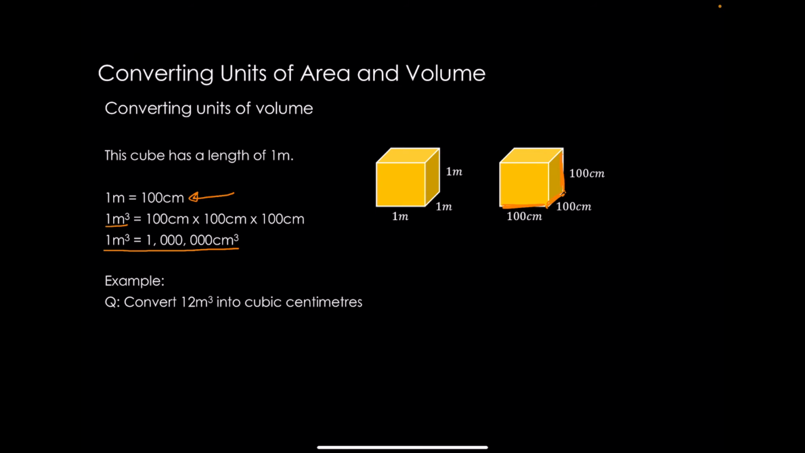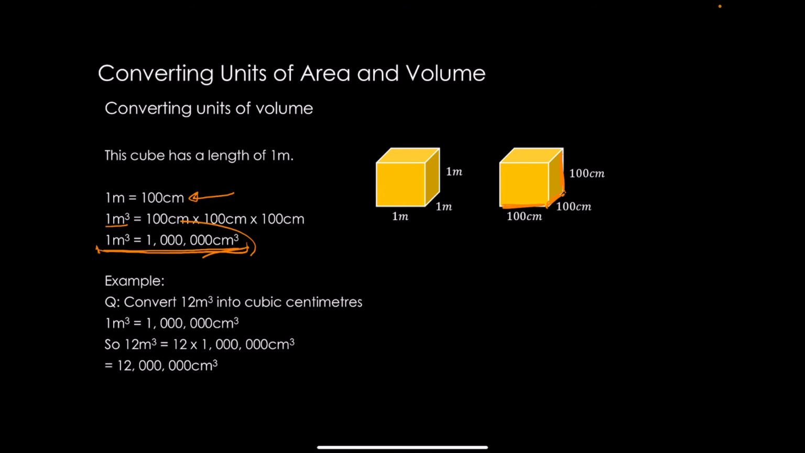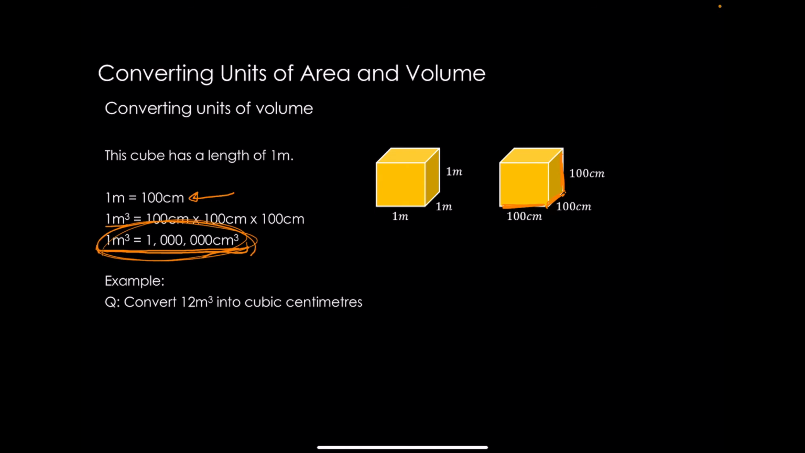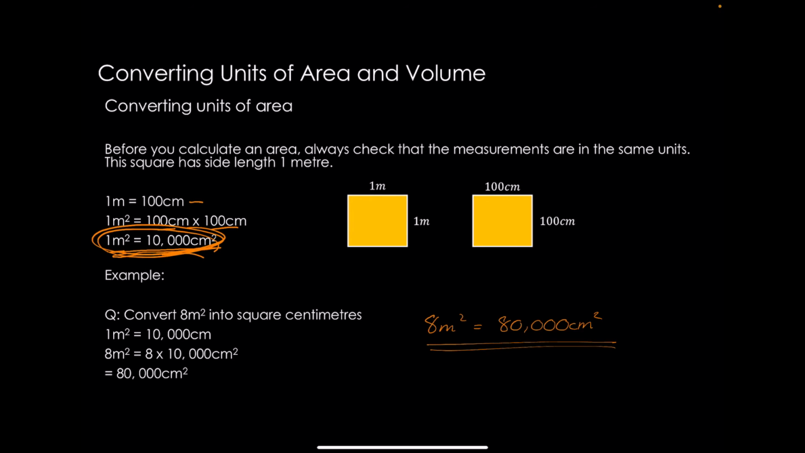So if you're being asked to convert 12 meters cubed into cubic centimeters, you need to remember this conversion. If you can remember that 1 meter cubed is 1 million centimeters cubed, then 12 meters cubed must be 12 lots of 1 million centimeters cubed, which is 12 million centimeters cubed. If you can remember this conversion here, and if I go back a slide, this conversion here, then you'll be okay with those in the test. You won't really be asked to do any more than that.